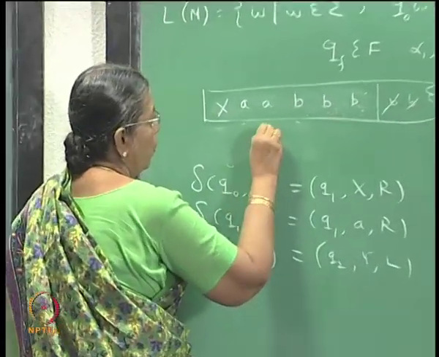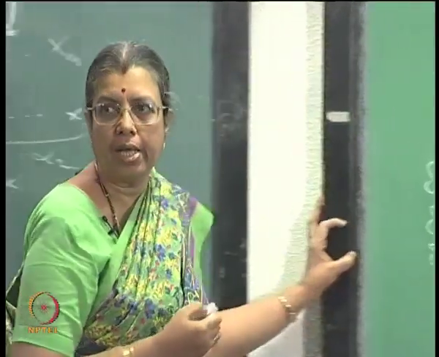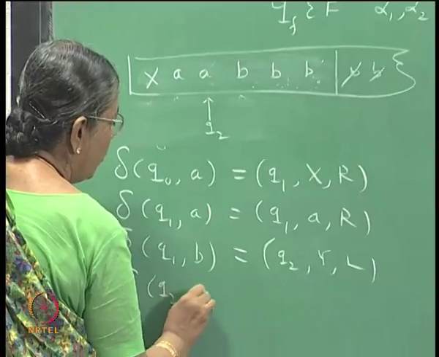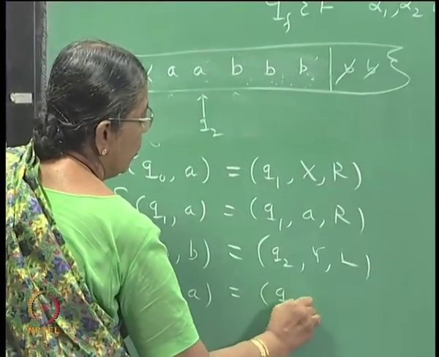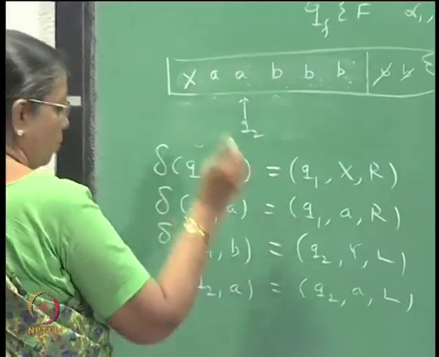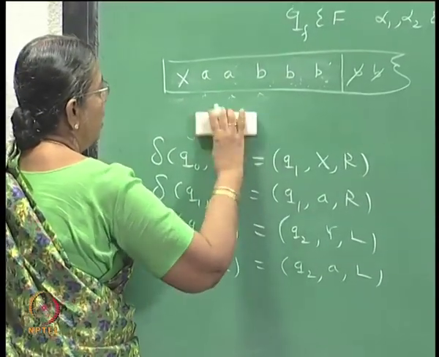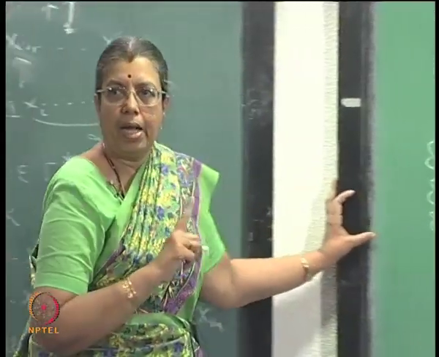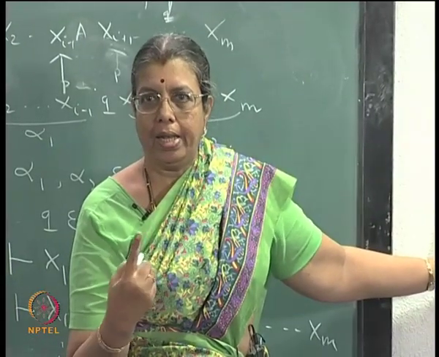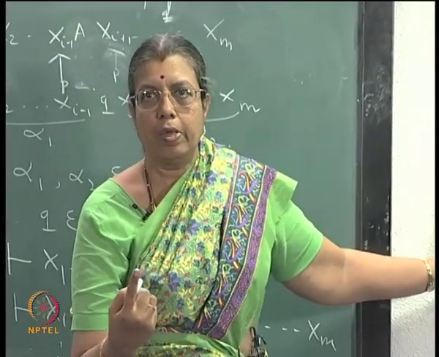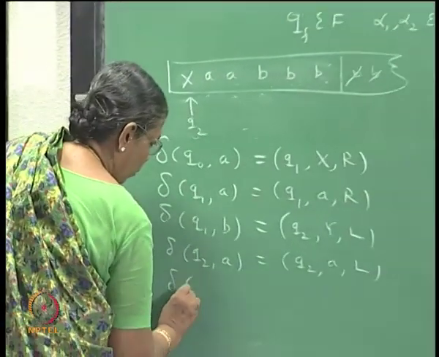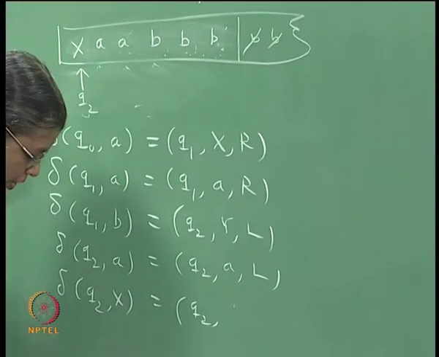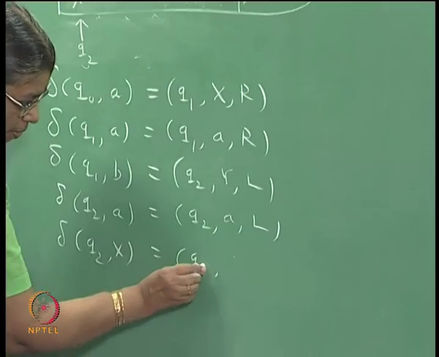So, in state q2 it starts moving left. So, delta of q2 A is q2 A L, it starts moving like that, and then when it sees the X in state q2, it has to start the process all over again. So, it moves right in state q naught. Delta of q2 X is q0 X R.